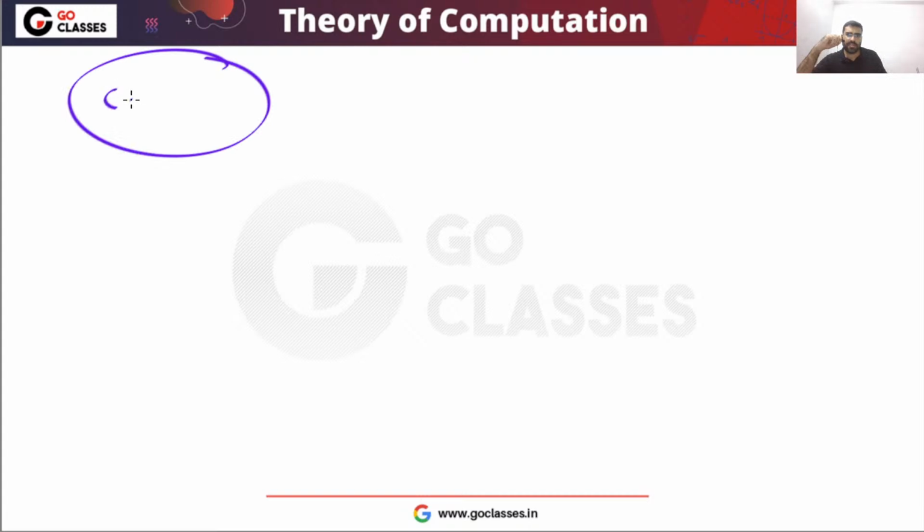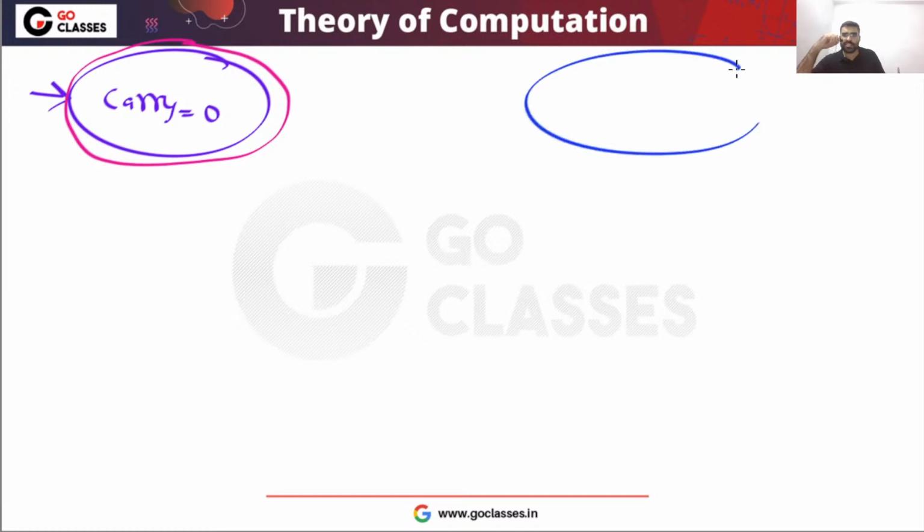So let me create. This is your carry 0 state. This is your initial state, and this is also your final state, because the final carry we want is 0. The final carry must be 0. Yes or no? So this is your final state also. There is another state, that is carry 1 state.